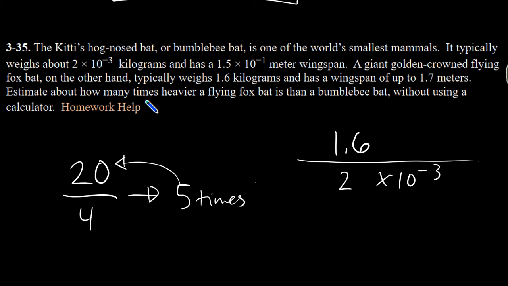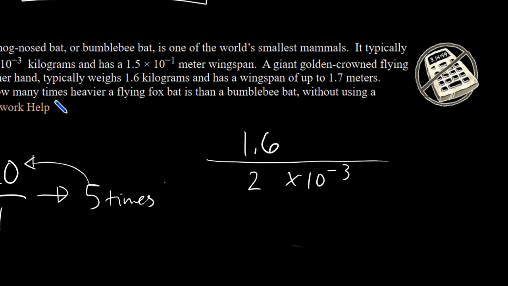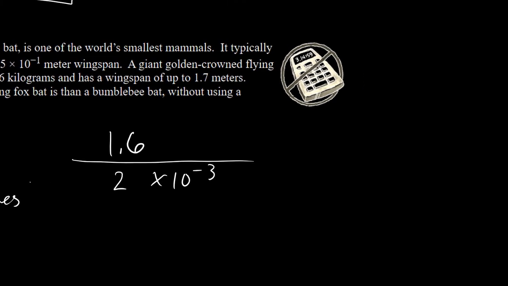Okay, so I'm restricted here. I'm not supposed to use a calculator, so I'm actually going to do something that might look a little weird to you. I'm going to rewrite 1.6 as 16 times 10 to the negative 1. I know that looks strange, right?